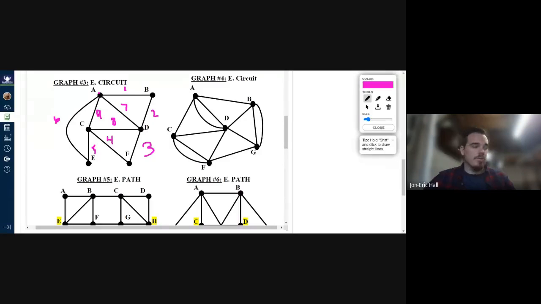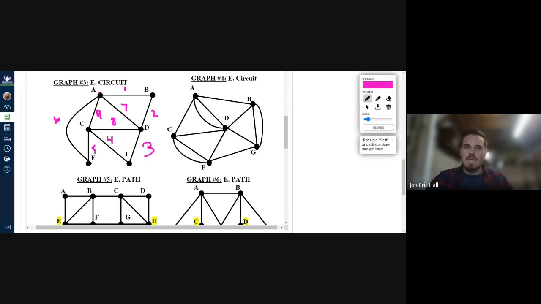Another Euler circuit here. They all have even degrees. A has a degree of 4. Remember a double edge, 1, 2. Remember loops count for 2 as well. So 1, 2, 3, 4. All of them are a degree that is even, so we have to start at A.